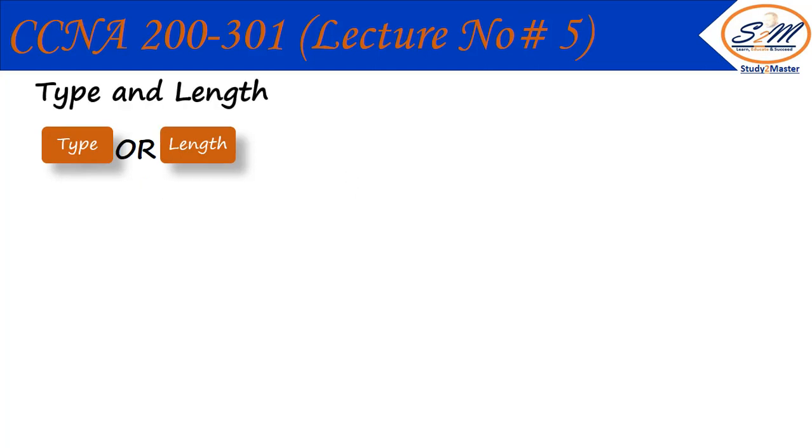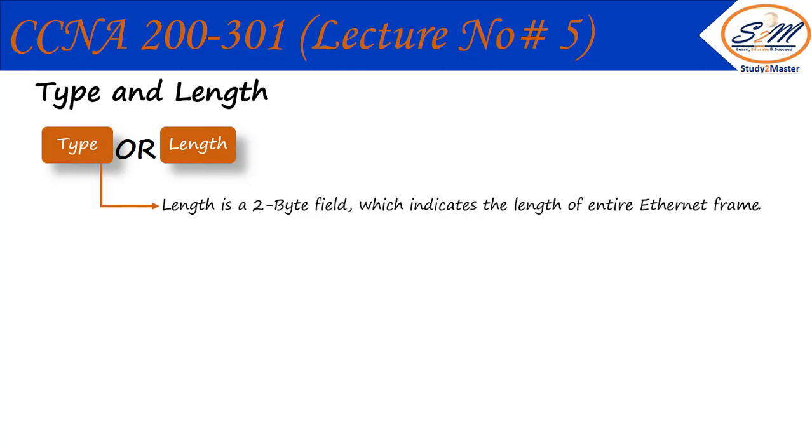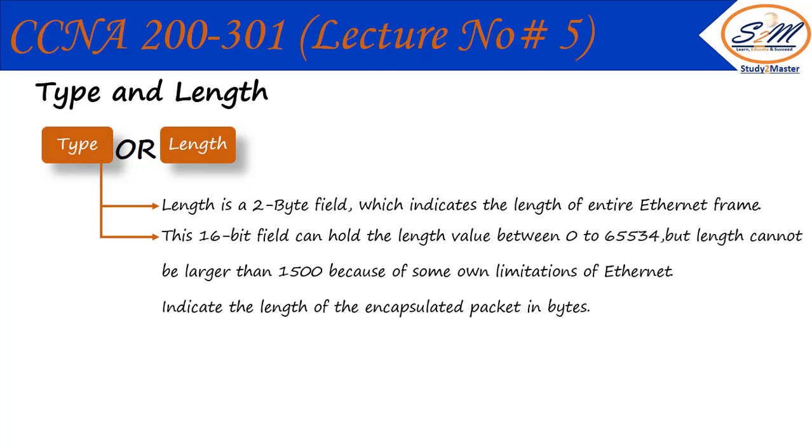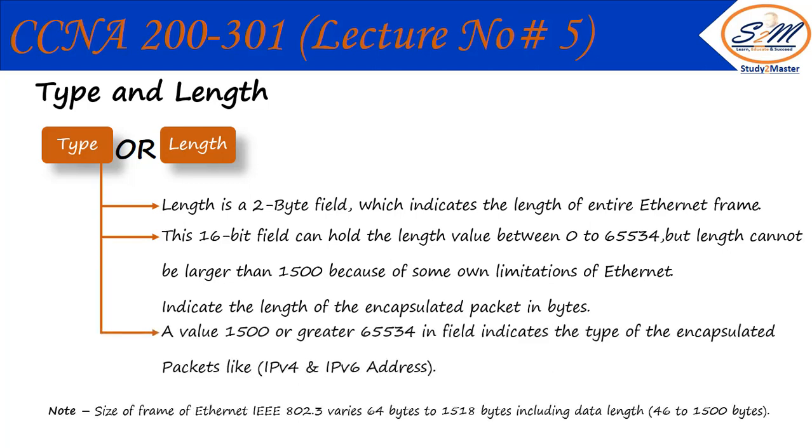Type or length. What is type or length? It is the last field of the Ethernet frame. Length is a 2-byte field which indicates the length of the entire Ethernet frame or the encapsulation of the frame. This 16-bit field can hold length values from 0 to 65534, but length cannot be longer than 1500 because of Ethernet's own limitation. It indicates the length of the encapsulated packet in bytes.